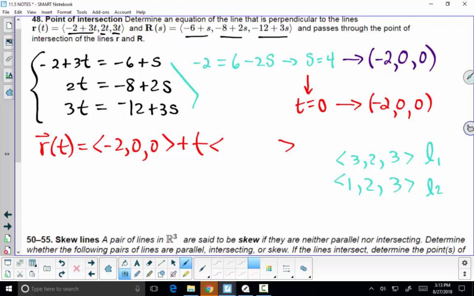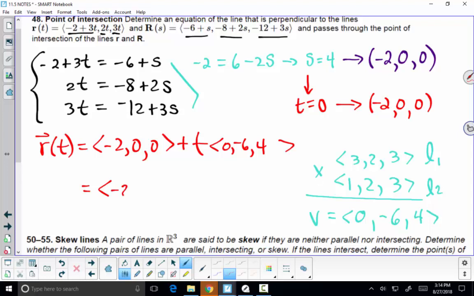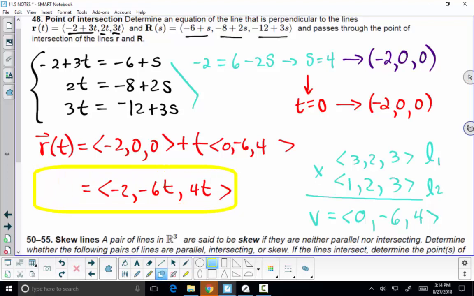We'll do a couple more of these next time. I'll just finish this one off because we don't have much time. So I'm going to cross these to get the direction vector of our new line. That gives us 6 minus 6, which is 0, then 3 minus 9, which is negative 6, and 6 minus 2, which is 4. So our direction vector is 0, negative 6, 4. That would be a representation of our line.